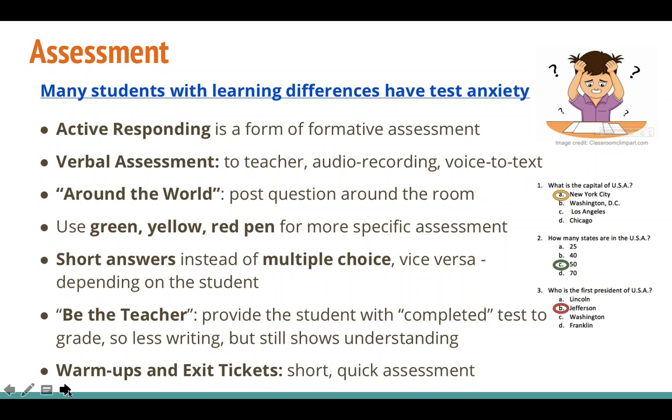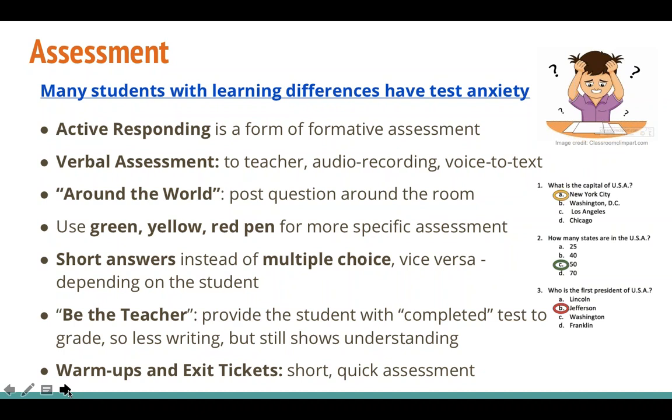So there are different ways of getting assessment from the students without looking like assessment or looking like tests. One is that obviously active responding, like I said, is a form of formative assessment to get a quick understanding of where they are. Verbal assessment, so a lot of students have difficulties writing.